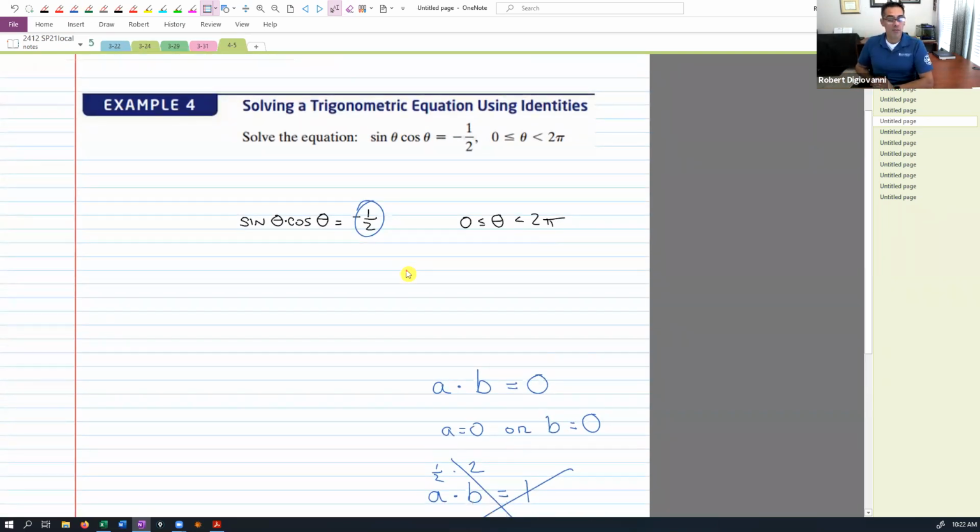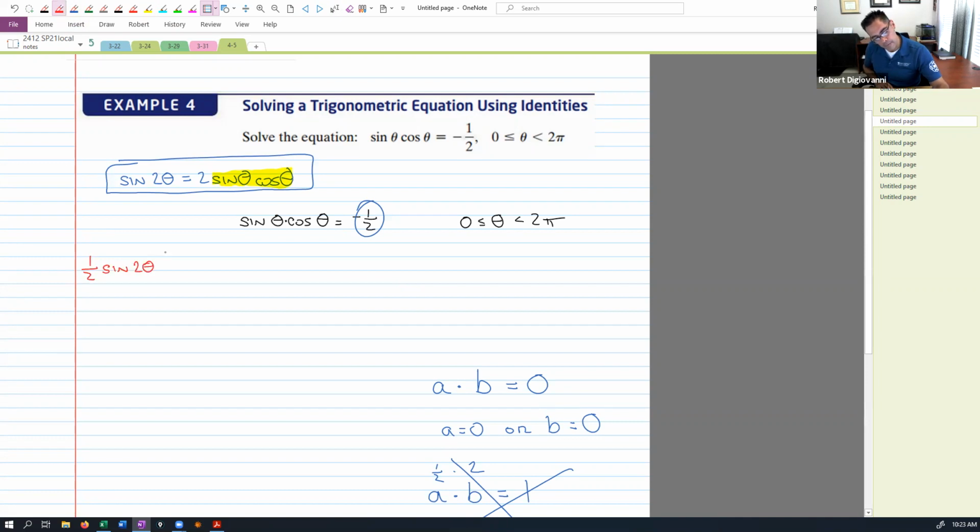However, we do remember this formula that sine of 2 theta is equal to 2 sine theta cosine theta. This is our formula that we had today. It's our double angle formula, isn't it? And do you see that it has sine theta cosine theta in it? And so if I divide both sides by 2, then I have a formula for sine theta cosine theta, don't I? That's what it is.